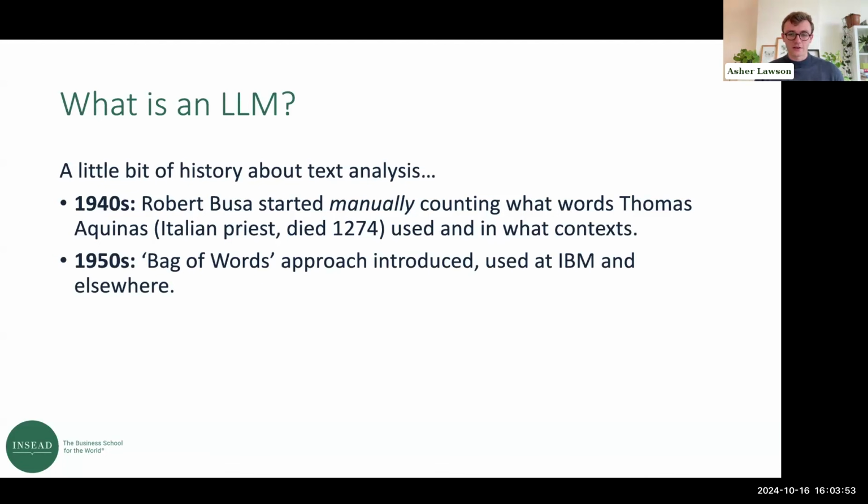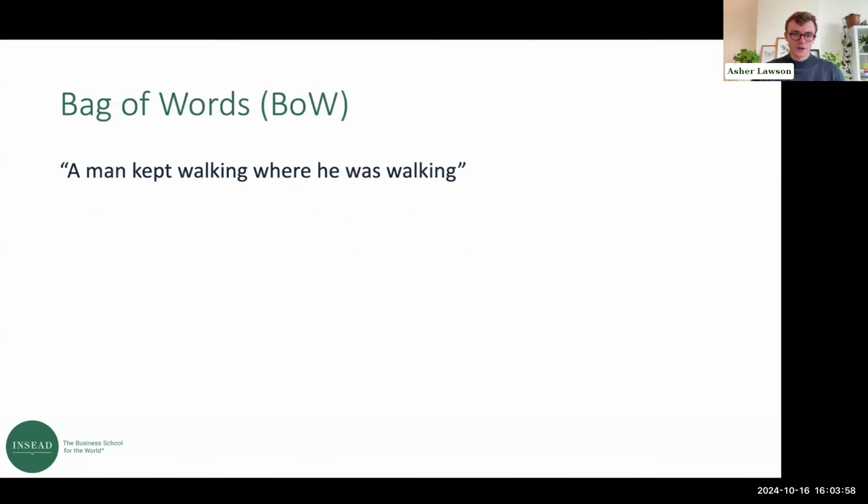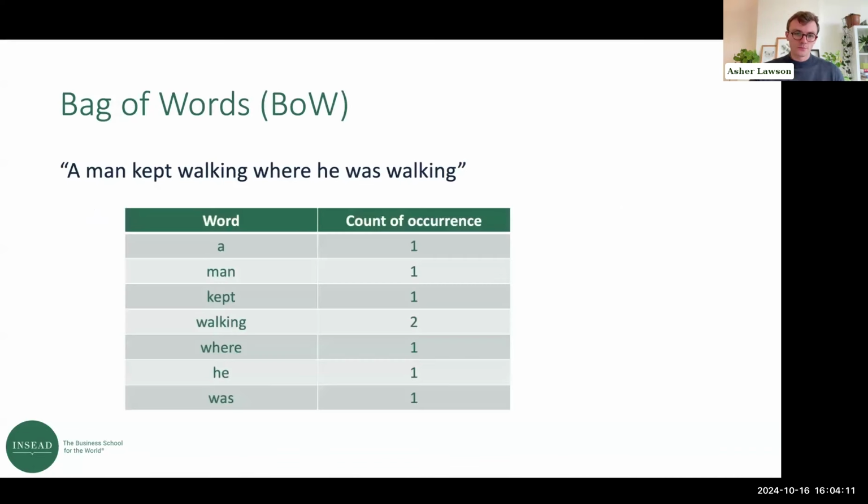So if you've ever heard this phrase and not quite known what it means, I just wanted to take a moment to explain. So what a bag of words does is the following. We take a sentence like "a man kept walking where he was walking." And now rather than maintaining its order and its contextual factors of how this language was used, you just break it down to a table. Where we can see there's a column here for every word, a, man, etc., and then a column for their count of occurrence. So here every word is used once, except walking, which occurs twice.